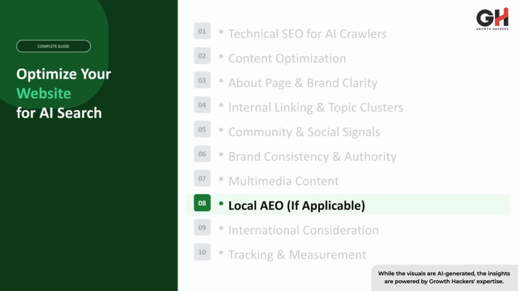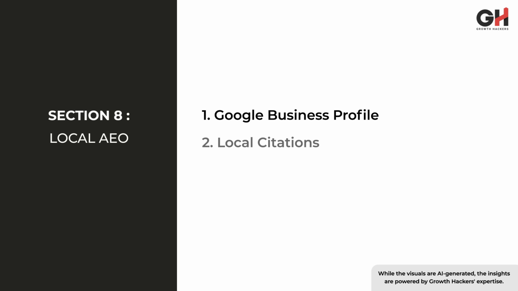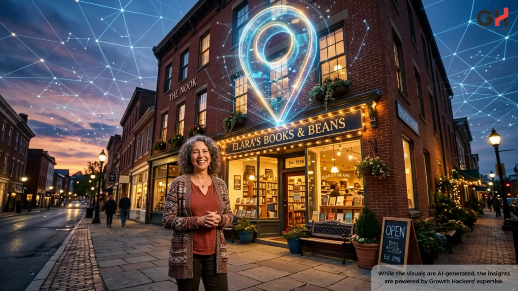If applicable. Point number 1. Google Business Profile. For local businesses, this is critical. Complete all fields, regular updates and posts. Respond to all reviews. Accurate NAP, name, address, phone.